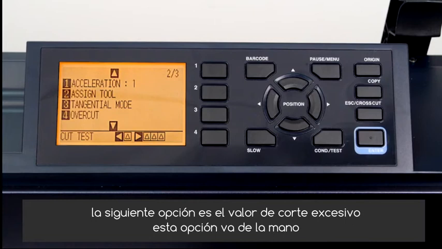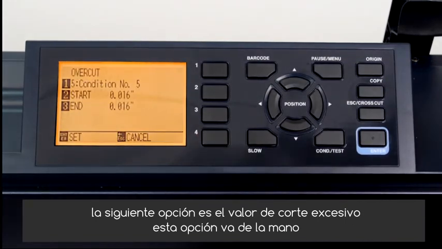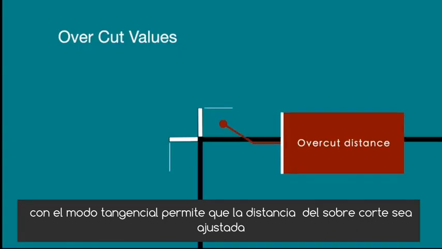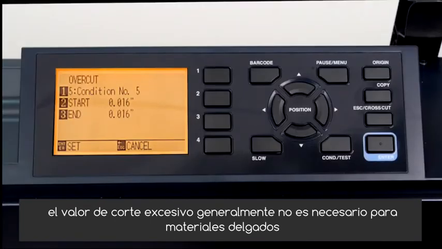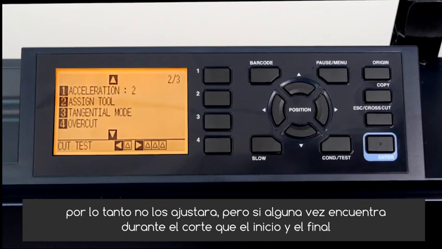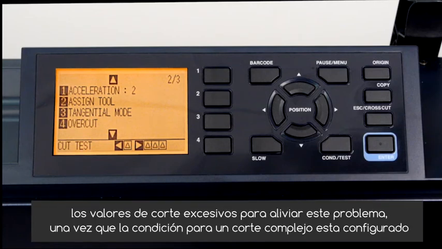The next option is the overcut value. This option goes hand in hand with the tangential mode in that it allows the distance of the overcut to be adjusted. The overcut value is generally not needed for thinner materials, so we won't adjust them. But if you ever find during cutting that the start and end points are not meeting due to media stretching, you should try to extend the overcut values to alleviate this issue.